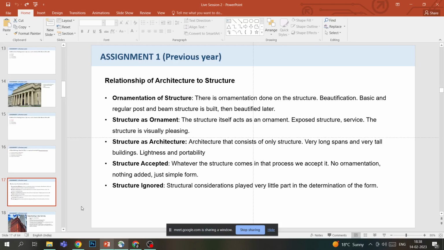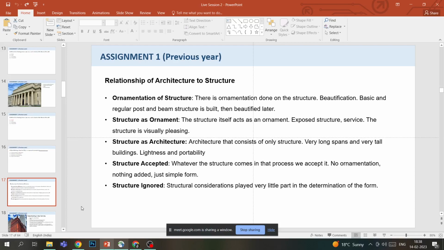Next is the structure accepted. What this category basically means is that you have a form, a concept, a design in mind, and whatever structure comes in the process of designing, you accept it.